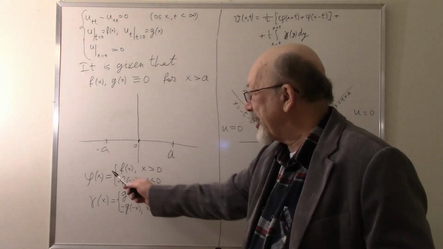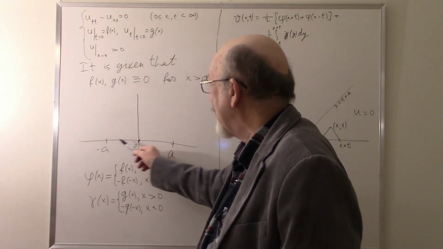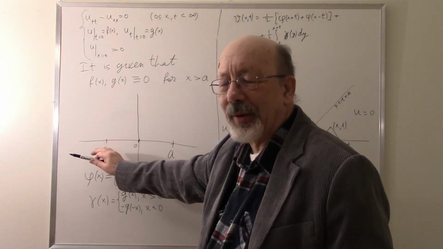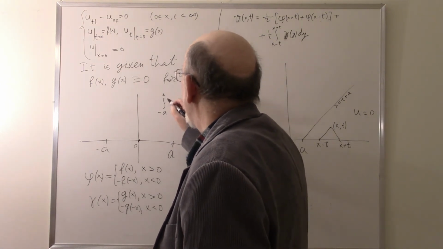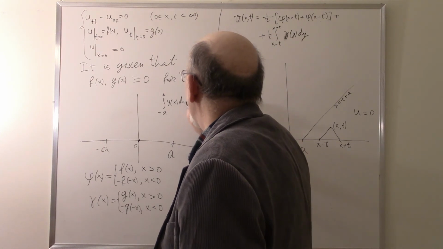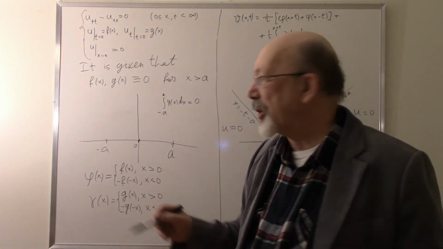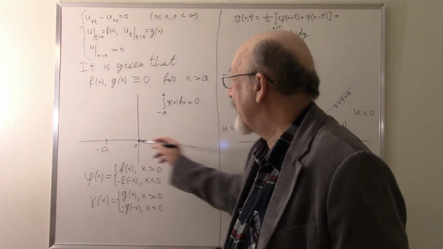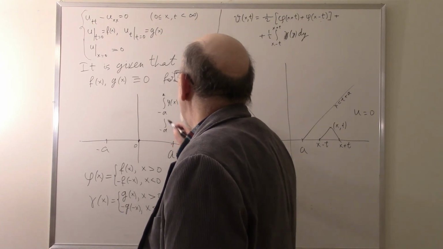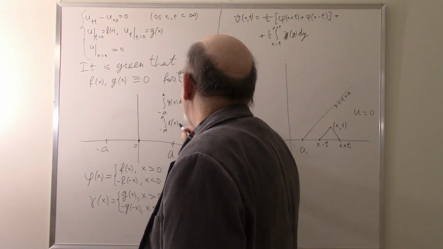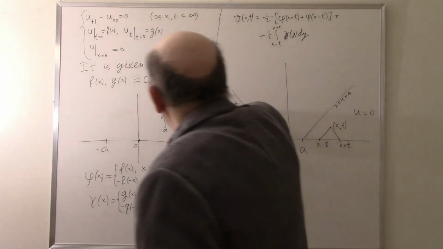Let us look at this function phi. This function phi is f here minus f here with a flipped function. Yes? This means that the integral from minus a to a of phi of x dx equals 0, simply because it's an odd function. The integral of an odd function over a symmetric segment is always 0. And again, the integral from minus a to a of gamma of x dx is also 0. Yes? No, we don't need this. We need this.